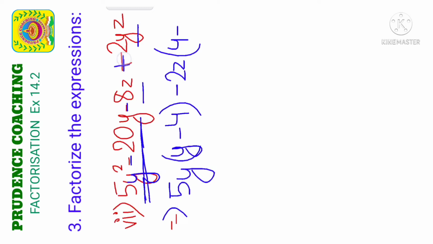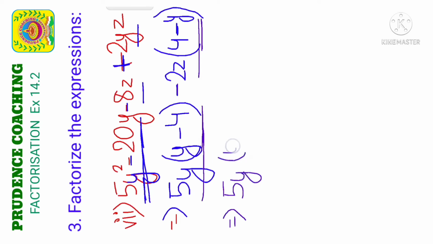Here we have taken minus common, that means this plus will be changing its sign. It will be minus because minus into minus is plus. As we have taken 2z common, so we will be left with y here. Now this is a term and this is another term, and this minus is the separator here. So here we have y minus 4 and here we have 4 minus y. So only 4 minus y or y minus 4 can be taken common here because other things are not common. So we write 5y here and here y minus 4.